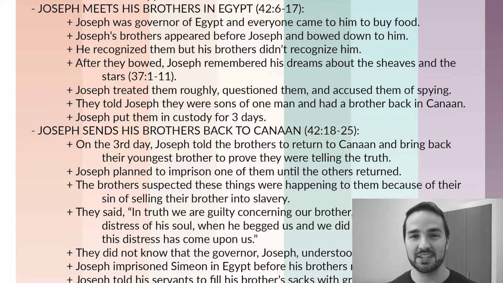So Joseph was, as we mentioned, the governor of Egypt at this point, and all of the people had to come to Joseph in order to buy food. Well, Joseph's brothers appeared to him, and they bowed down to him, showing him respect. And Joseph recognized them, but they didn't recognize Joseph.